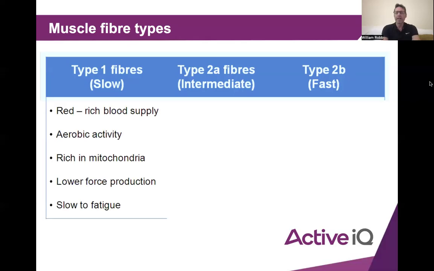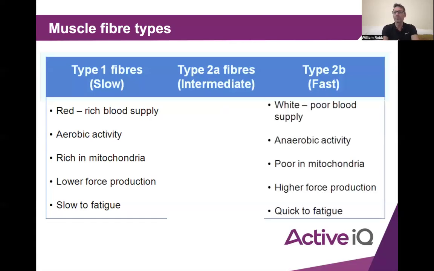So they're red, which means they're rich in blood supply. They're generally used for aerobic activity. They're rich in mitochondria, which we'll discuss later. They work at a lower force production, and they're very slow to fatigue. So start thinking about the type of athlete that would use type 1 muscle fiber. They use aerobic activity, they produce low force, and they're slow to fatigue. Think about the athlete.